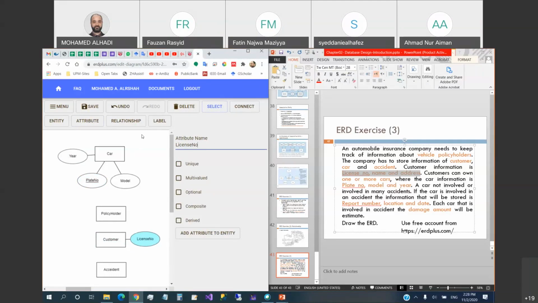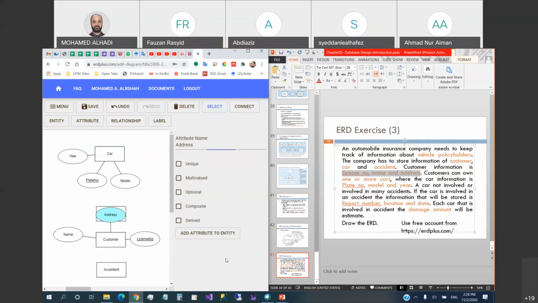Okay. So license number is actually unique, right? So it's supposed to be the primary key for the customer. And then we have another thing called name. This name is not necessarily unique. Then we have another attribute called address. Address is also not unique.